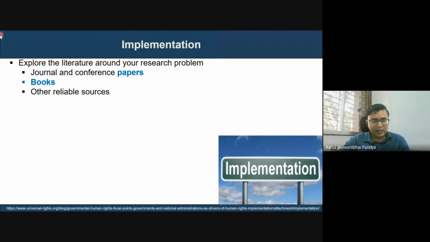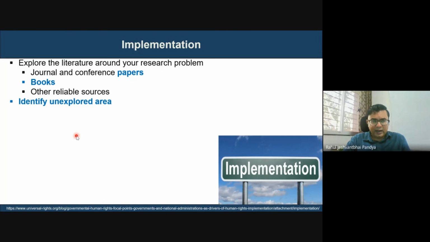So by having a thorough reading of 10 or 20 papers, I'll get detailed knowledge of my field. Once that is done, I find that there is substantial scope for performing research in this field. Then I will start the further implementation. I will start exploring the literature around this specific problem. I'll look at journal papers, conference papers, books, other reliable sources, white papers.